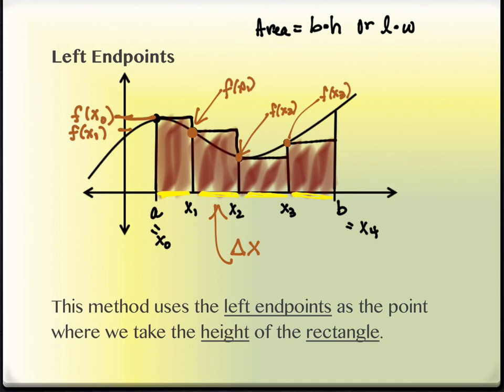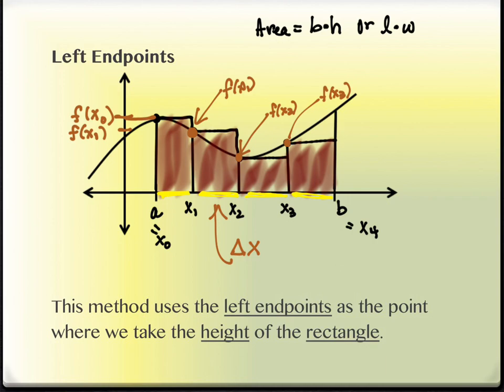There's a couple different things you could say here. We're going off the left endpoints. The left endpoints start at 0 and they end at 3. Does that make sense? So when we go to right endpoints, it's going to be different. We are going to use x4. But on these, it's going to start at x0 and end at x3.